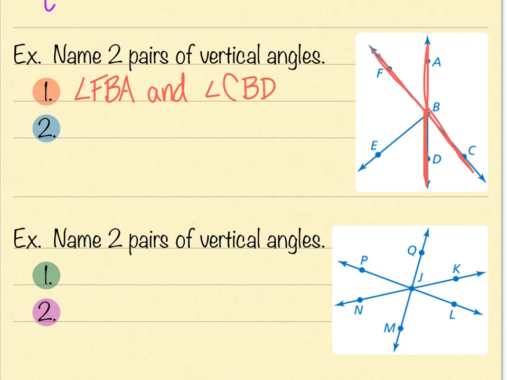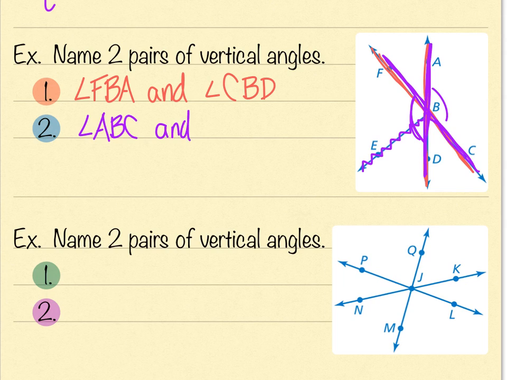And then I need another pair of vertical angles. What I'm going to do is ignore this little line right there, the little ray, and I'm going to say this angle and this obtuse angle, not including that squiggly line that I made. So ignore that E for a second. Angle ABC is vertical from angle FBD.